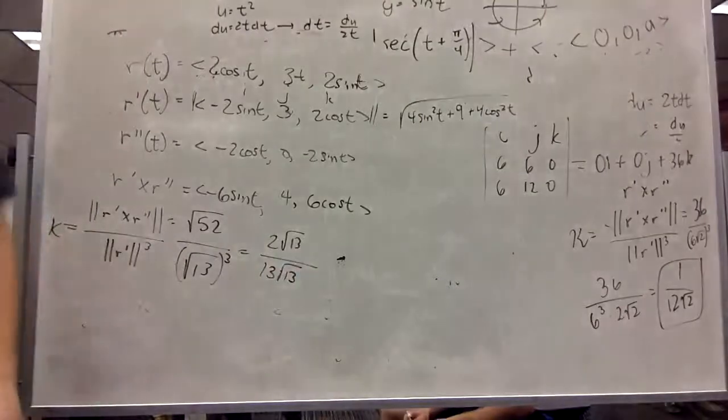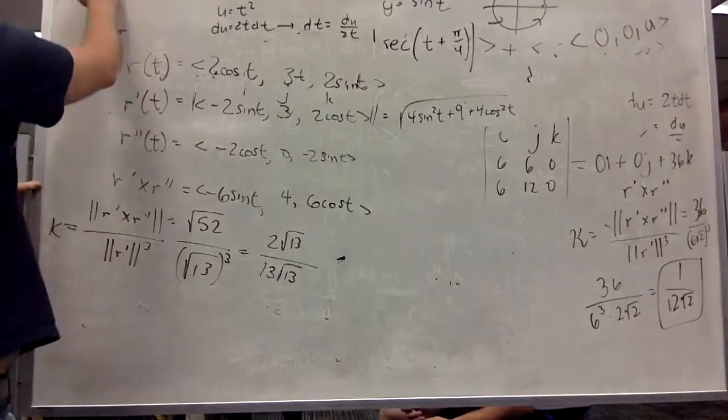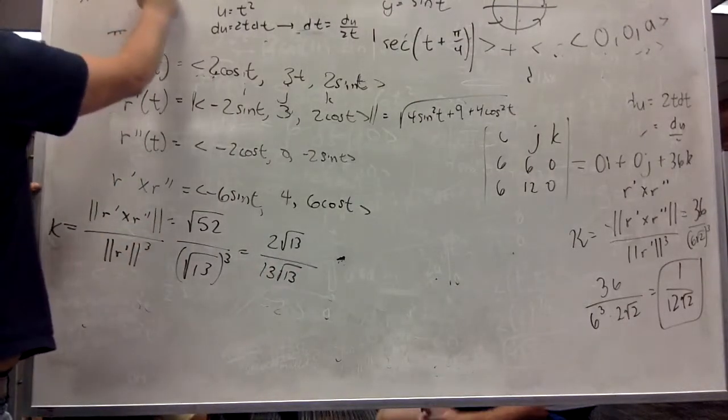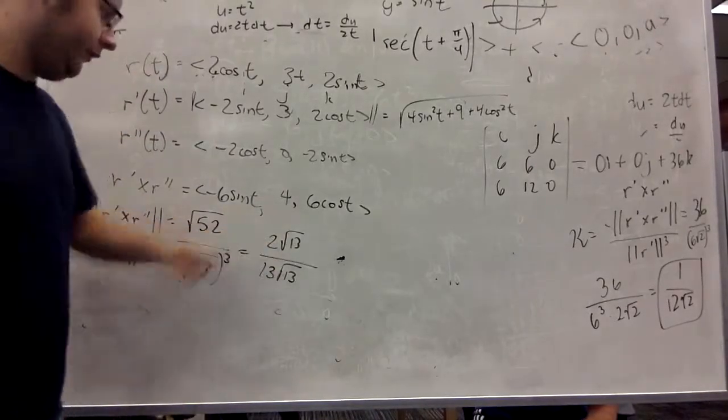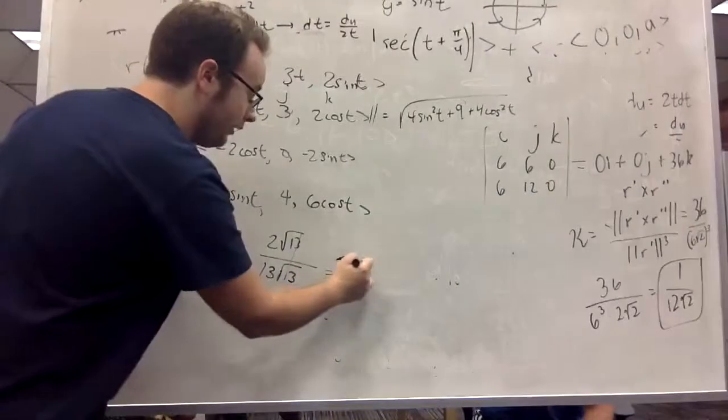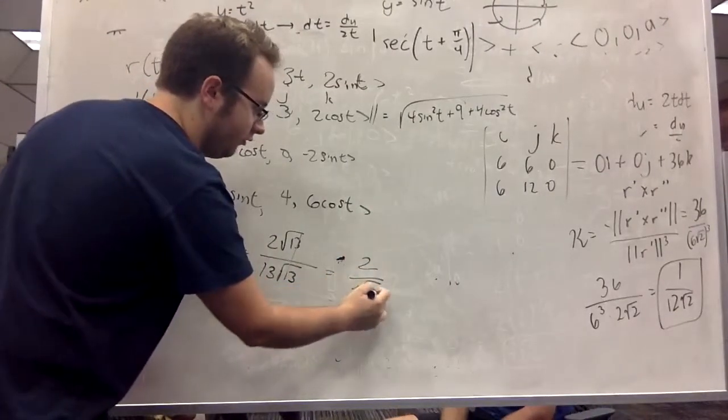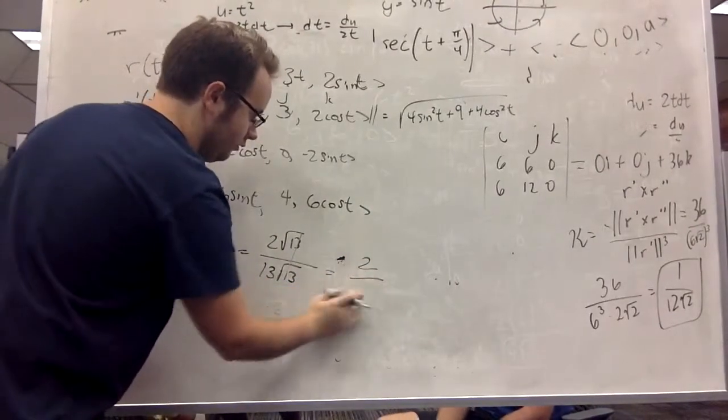Right, that's that trick. If I have a number x to the 3 halves, it's x root x, which is what this is. This is 13 to the 3 halves. What happens here? These root 13s cancel. So my curvature is a constant 2 over 13.